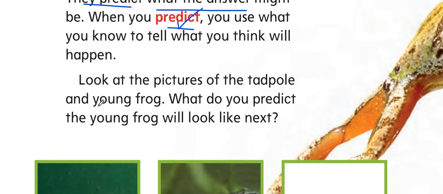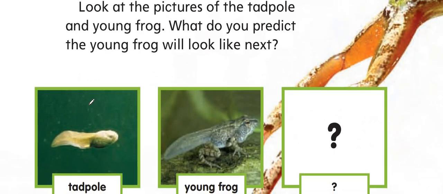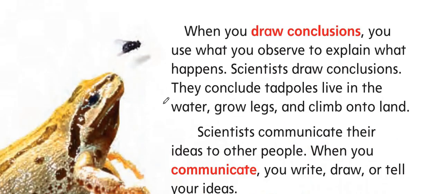Look at this picture of the tadpole and young frog. What do you predict the young frog will look like? So this is a tadpole and this is a young frog. From this information, I can predict it will be like an adult frog. Okay, so from what I know, I predict the shape and how it looks.